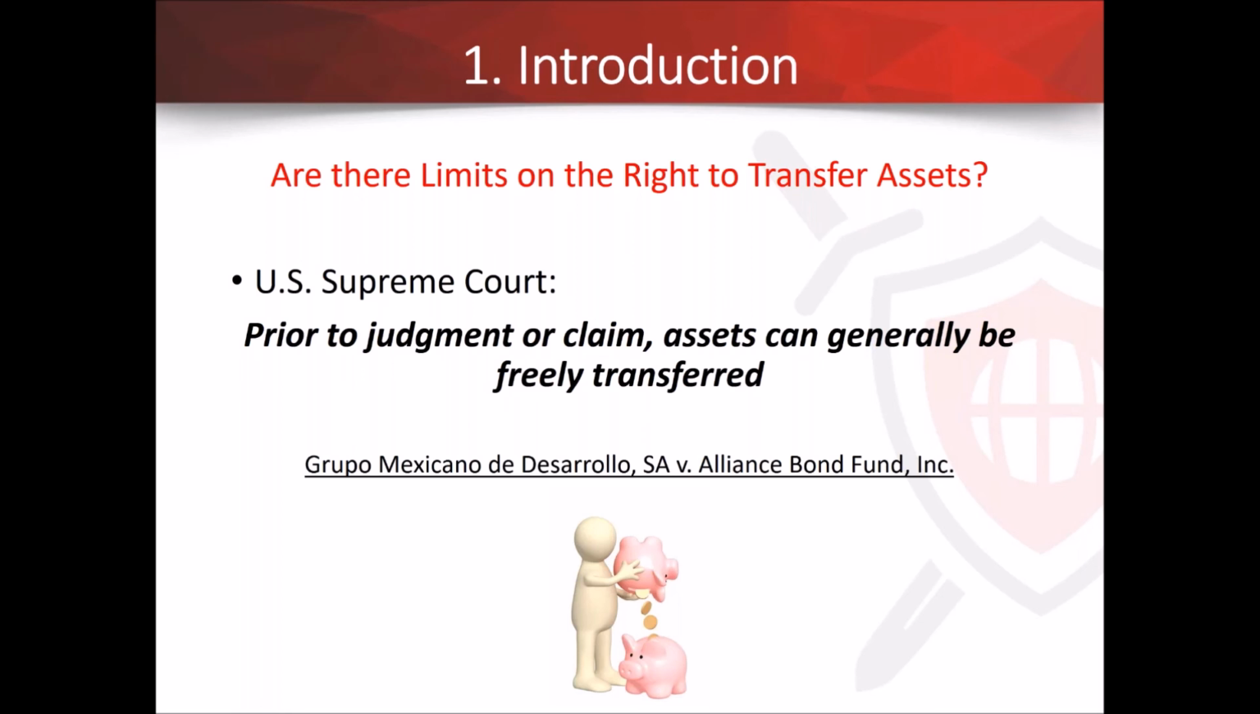And the U.S. Supreme Court spoke to this, and this is the case that we all start with. This is a late 90s case where the court basically said that prior to judgment or a claim, assets can be freely transferred. Now, what we'll find as we walk through the next hour is that determining what a claim is and who holds a claim isn't always that clear, and that's where we get into some of the gray area that makes for interesting discussion.